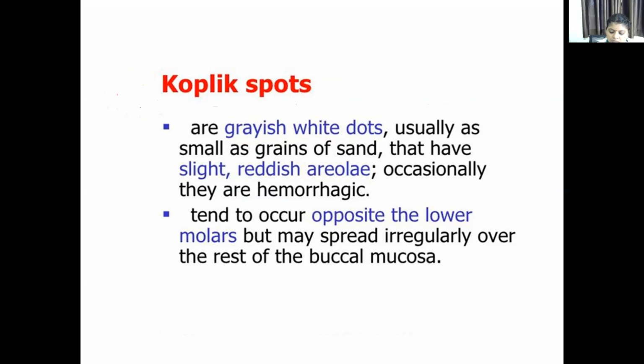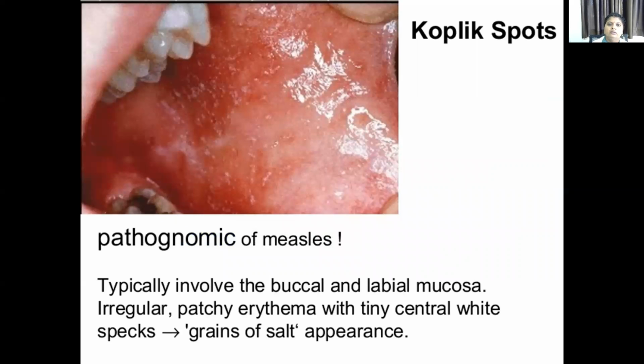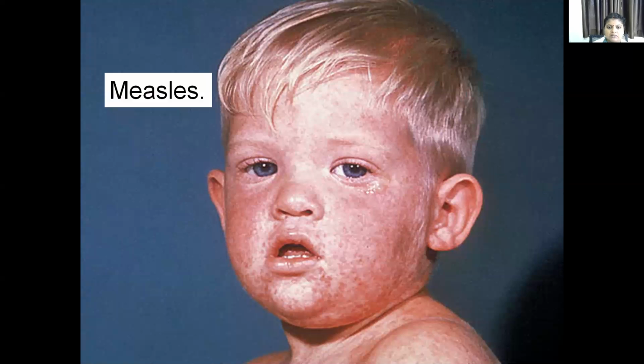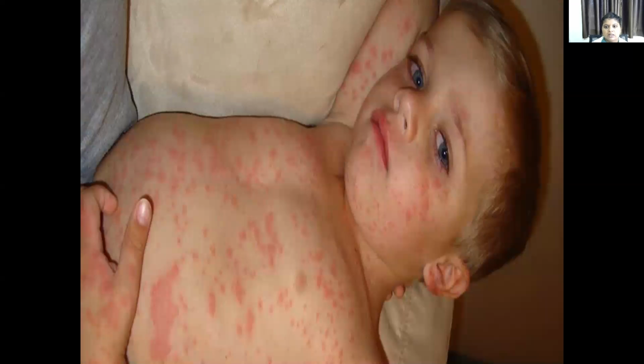This is the picture showing the Koplik spots, white pinhead-sized ulcers. Koplik spots are bluish white; here we are unable to see the bluish, but white. Usually they are bluish white ulcerated lesions opposite to the lower molars. They are nothing but a grains of salt appearance. This is the picture showing a child with maculopapular erythematous rashes. This is another picture.